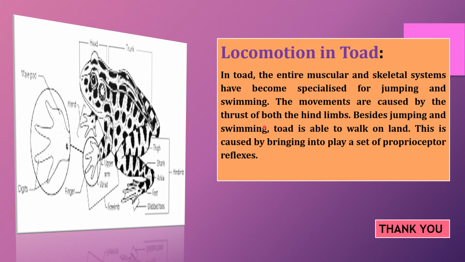The movements are caused by the thrust of both the hind limbs. Movements, meaning jumping and swimming, are caused by the thrust. Thrust means pressure. That means pressure created by both the hind limbs, so that they can jump and swim. So I am telling you why the hind limbs are responsible for swimming. Besides jumping and swimming, toad is able to walk on land by these 4 feet.